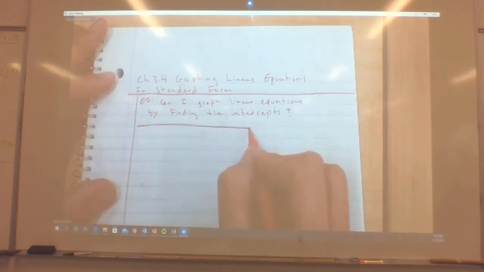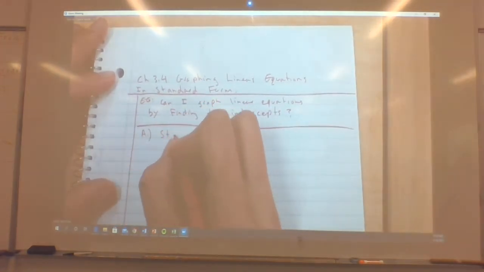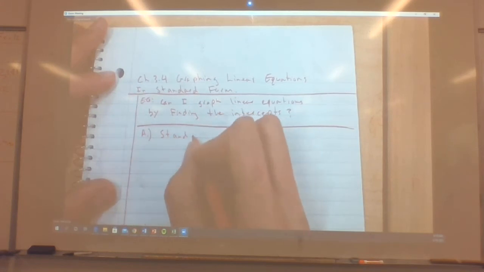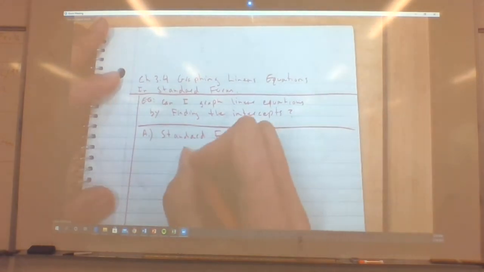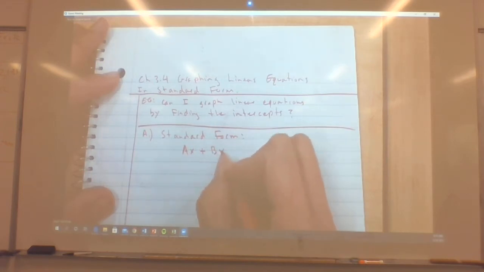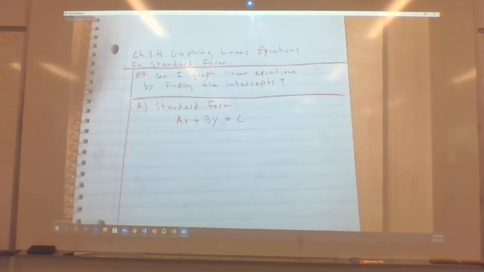Can we do that? A. Standard form is Ax plus By equals C. Okay, this is a standard form equation, right?